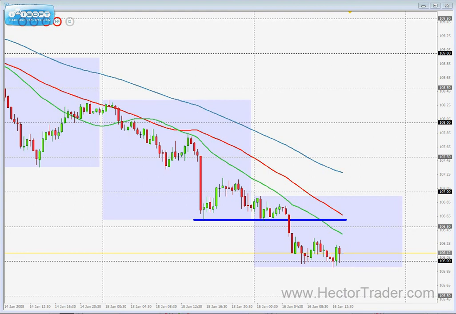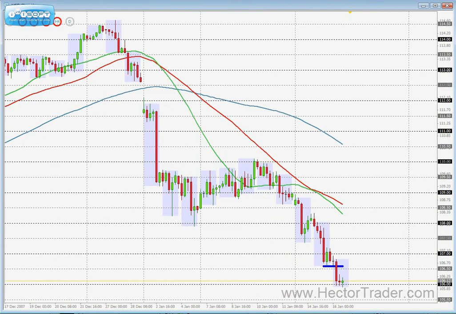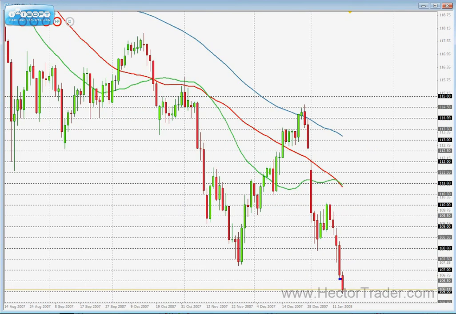Furthermore, what about the longer time frames? Well, let's have a look at the 4 hours time frame. Nothing there. Let's have a look at the daily time frame. Well, the previous level of support got broken really. So the downtrend continues.